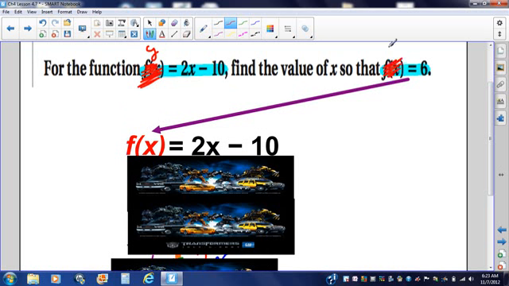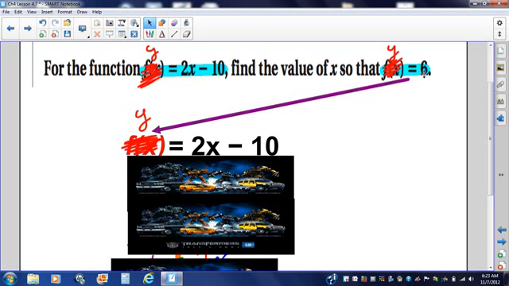F of x is a transformer. He's y in disguise. All right, I get it. Be quiet. Jeez, calm down. You act like the Bears lost or something.